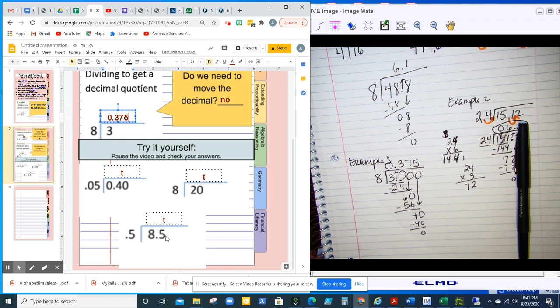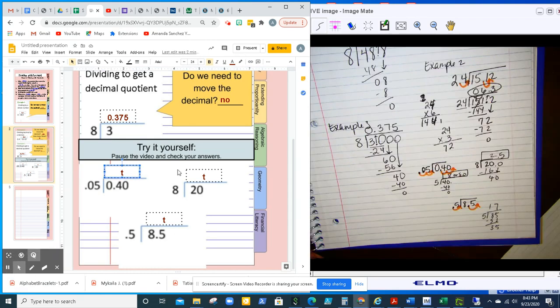And now you have 3 to do on your own. Go ahead and push pause, try those 3, and then check your work. All right, so let's go ahead and check your work.